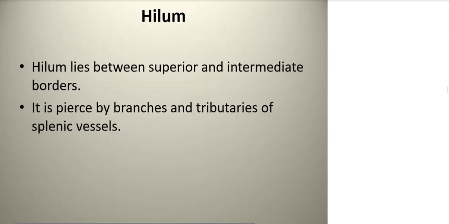Hilum: the hilum lies between the superior and inferior border, and it is pierced by branches and tributaries of the splenic vessels. Like the lungs, the spleen also has a hilum through which many structures pass, and its position is between the superior and intermediate border.